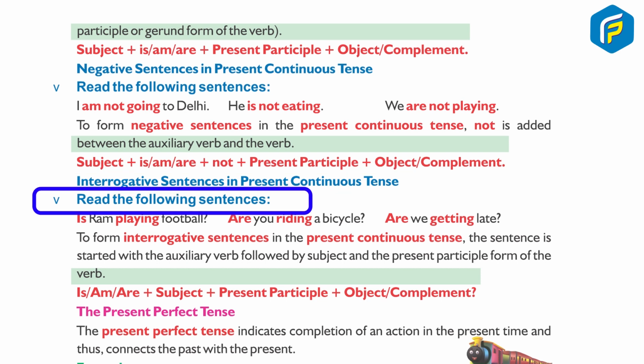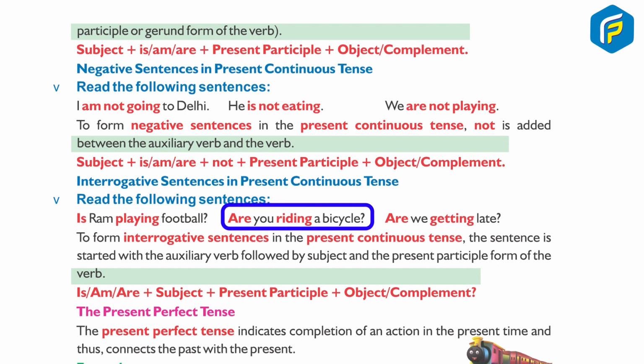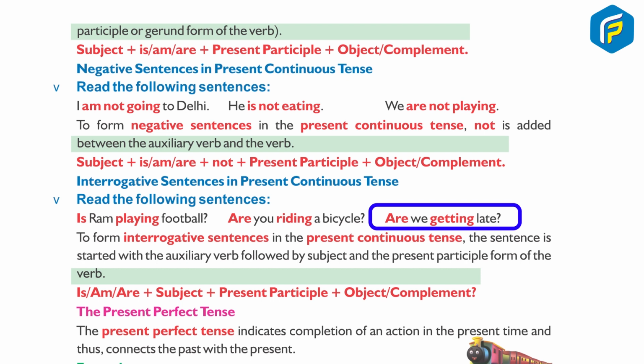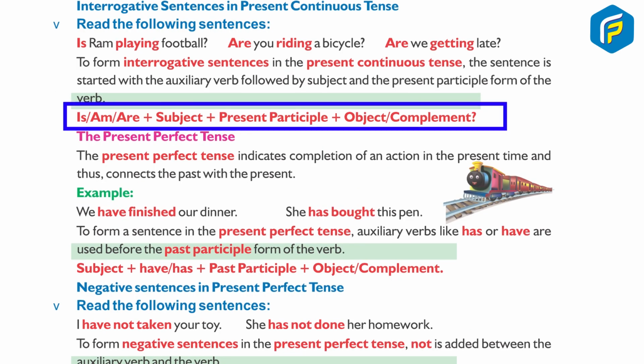Read the following sentences. Is Ram playing football? Are you riding a bicycle? Are we getting late? To form interrogative sentences in the present continuous tense, the sentence is started with the auxiliary verb followed by subject and the present participle form of the verb. Is/are plus subject plus present participle plus object complement.